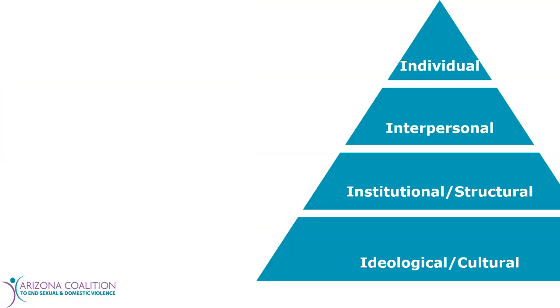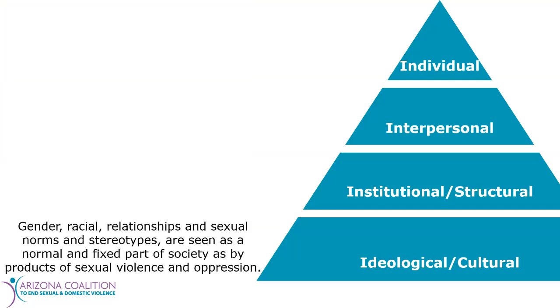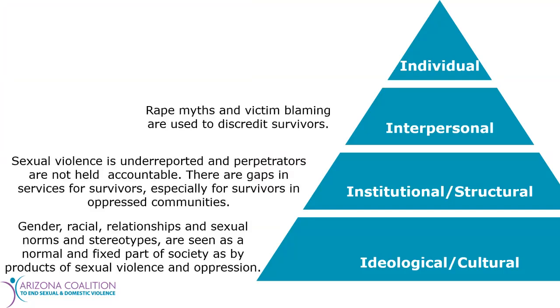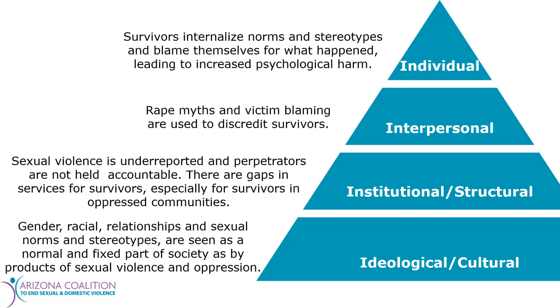And so oppression and sexual violence play out in many different ways on many different levels. First, we have the individual level. Individually, survivors internalize norms and stereotypes and blame themselves for what happened, leading to increased psychological harm. And these are just general examples. They also play out in many different ways as well.